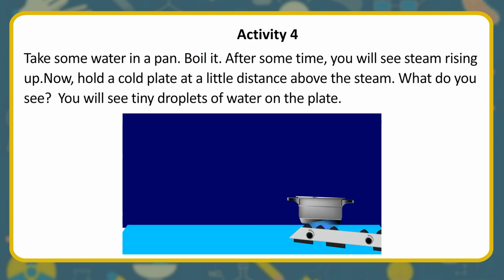Activity. Take some water in a pan. Boil it. After some time, you will see steam rising up. Now, hold a cold plate at a little distance above the steam. What do you see? You will see tiny droplets of water on the plate.